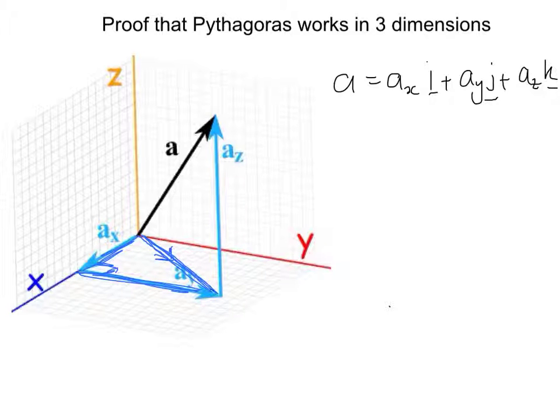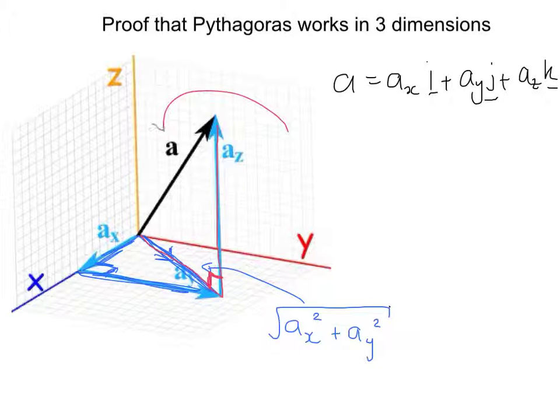So the blue line there has got length the square root of AX squared plus AY squared, because this right angle triangle, that squared plus that squared, square rooted, is this length here. Right, now this here is a right angle going upwards, so this length here and then up here, this is also a right angle in there.